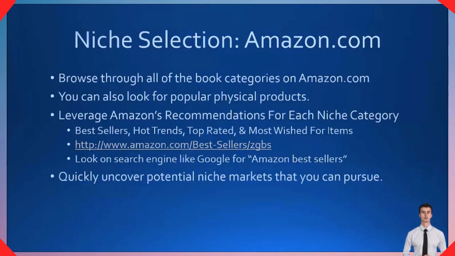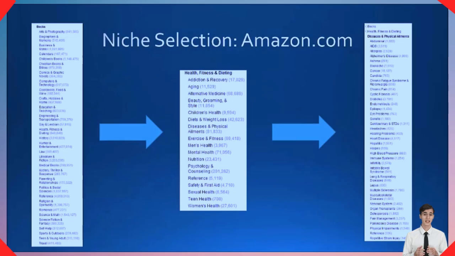You can also quickly uncover potential niche markets that you can pursue through Amazon. You're going to find, wow, these types of products are the most wished for items, or these items are the best sellers in this category. So maybe I should go into this space, especially the book categories. That's going to really give you some good ideas as to what kind of topics people want, if you look in the how-to book section and that kind of area.